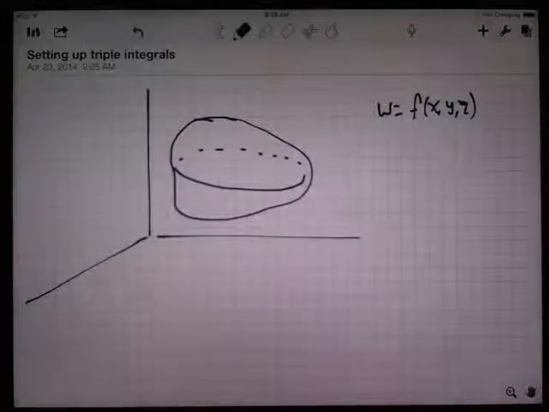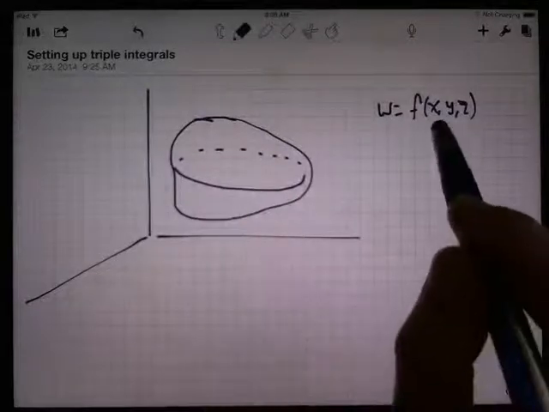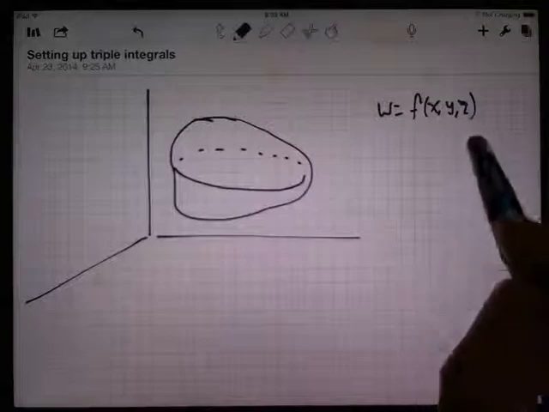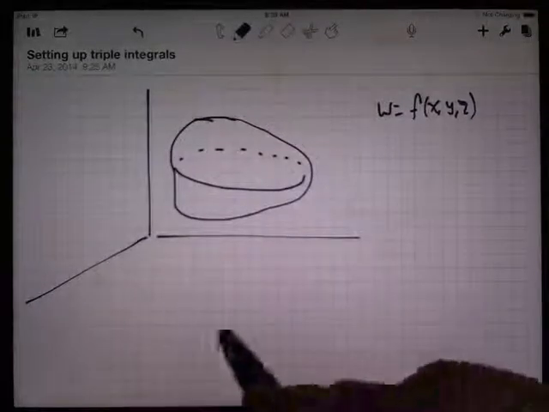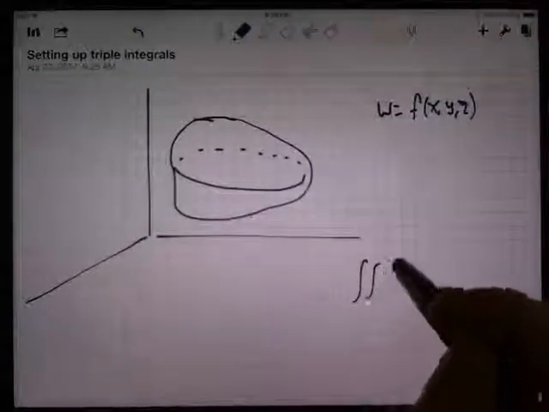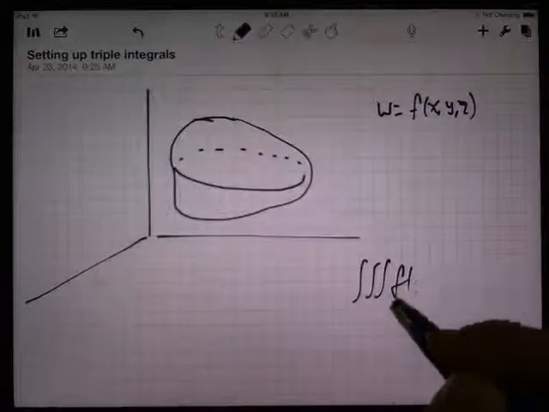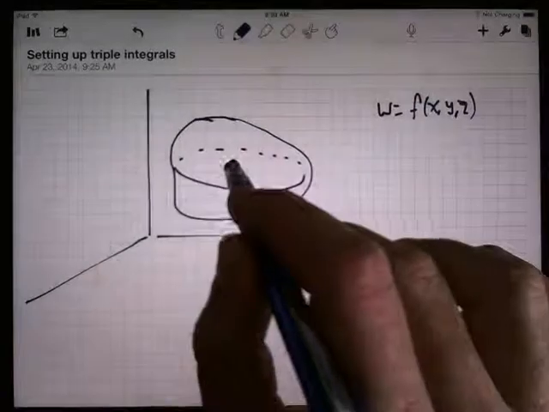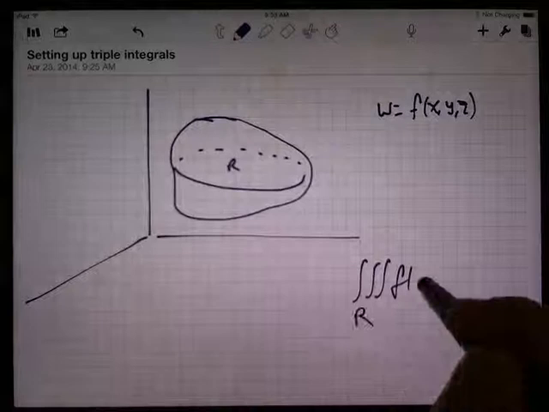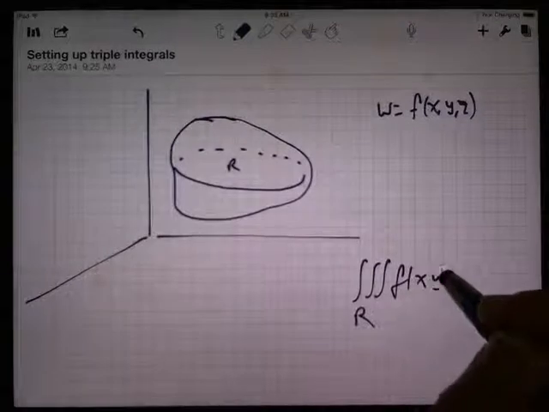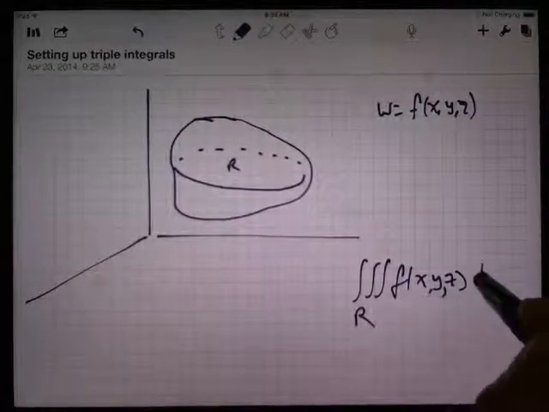Alright, so we've got a region here in space, and we've got a function of three variables, and we want to figure out how to set up the triple integral of this function over this region. So this is region R here. The triple integral over R of f of x, y, z, dV.